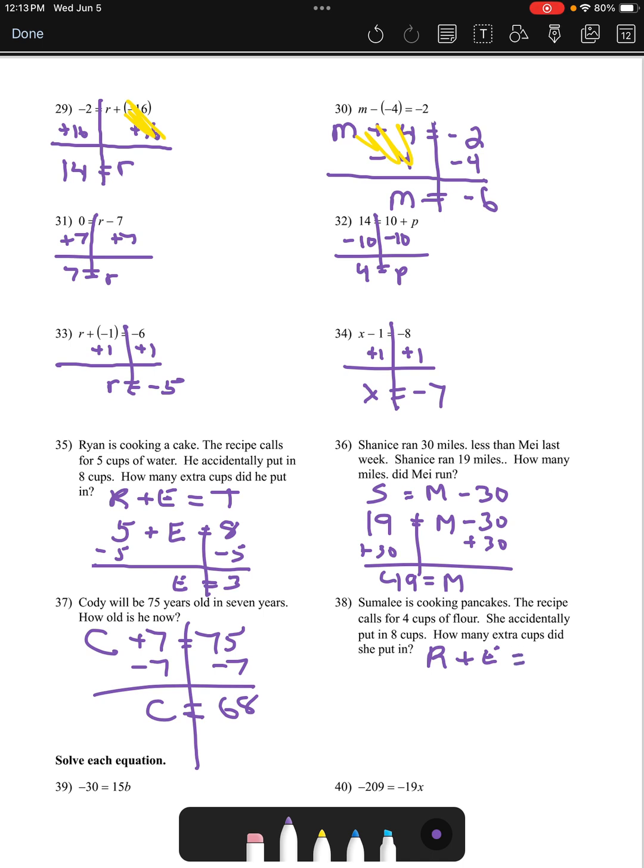But we have whatever the recipe calls for, plus the extra, being the total amount she used. Recipe calls for 4. We're trying to figure out how much extra. We know she used a total of 8. We are trying to get a positive 4 away from E, so that requires us to employ the use of a negative 4. And the amount extra is 4 cups.